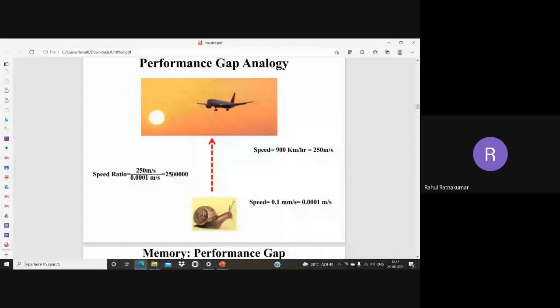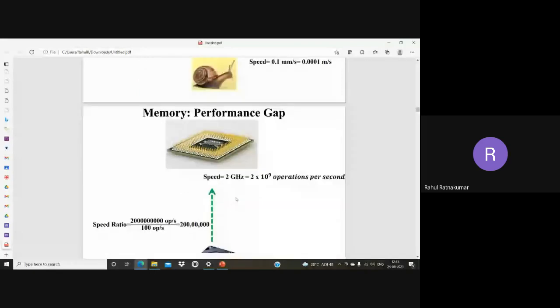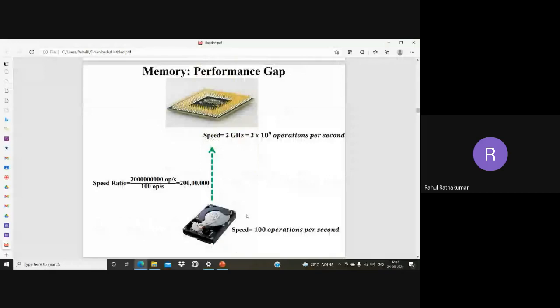But in the real case, the difference between memory such as hard disk or magnetic memory and the current processor speed is more than 25 lakh. It is 200 lakhs, that means 20 million times faster. The processor is 20 million times faster than your hard disk operation. A hard disk operates in milliseconds, usually 10 milliseconds, that is hundreds of operations per second, which means 100 operations in 1 by 1000th of a second.